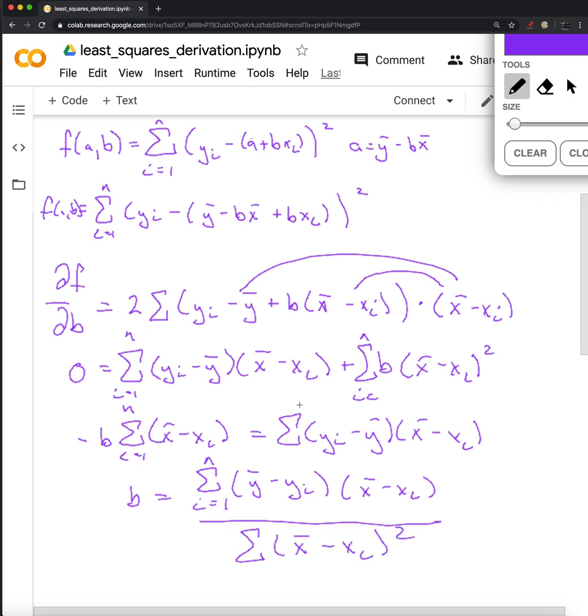And now we have an expression for both a and b and can find these values. So that's the last thing we'll do. We'll start first in just a simple Google spreadsheet, and we'll use this to fit some data, and then we'll look at it in Python.